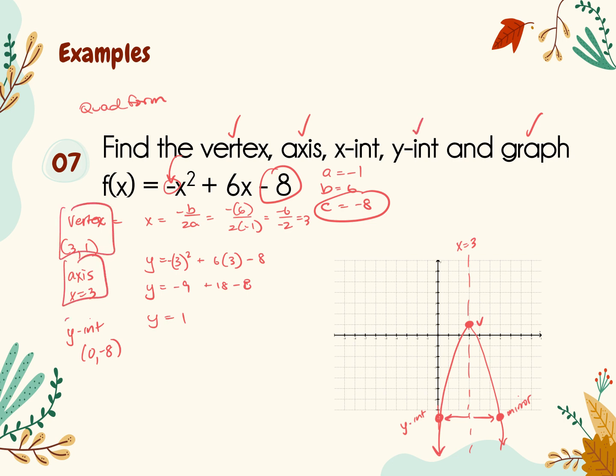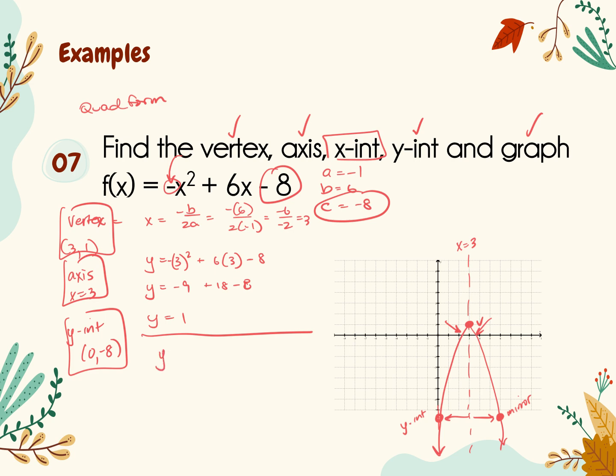Vertex, axis, and y-intercept. The only thing I have not found is my x-intercepts. And that would have been helpful because it would have helped me figure out where exactly that was supposed to cross, because I think I kind of crossed in the wrong spots. So once you find your x-intercepts, make sure you fix your graph to go through those points, right?